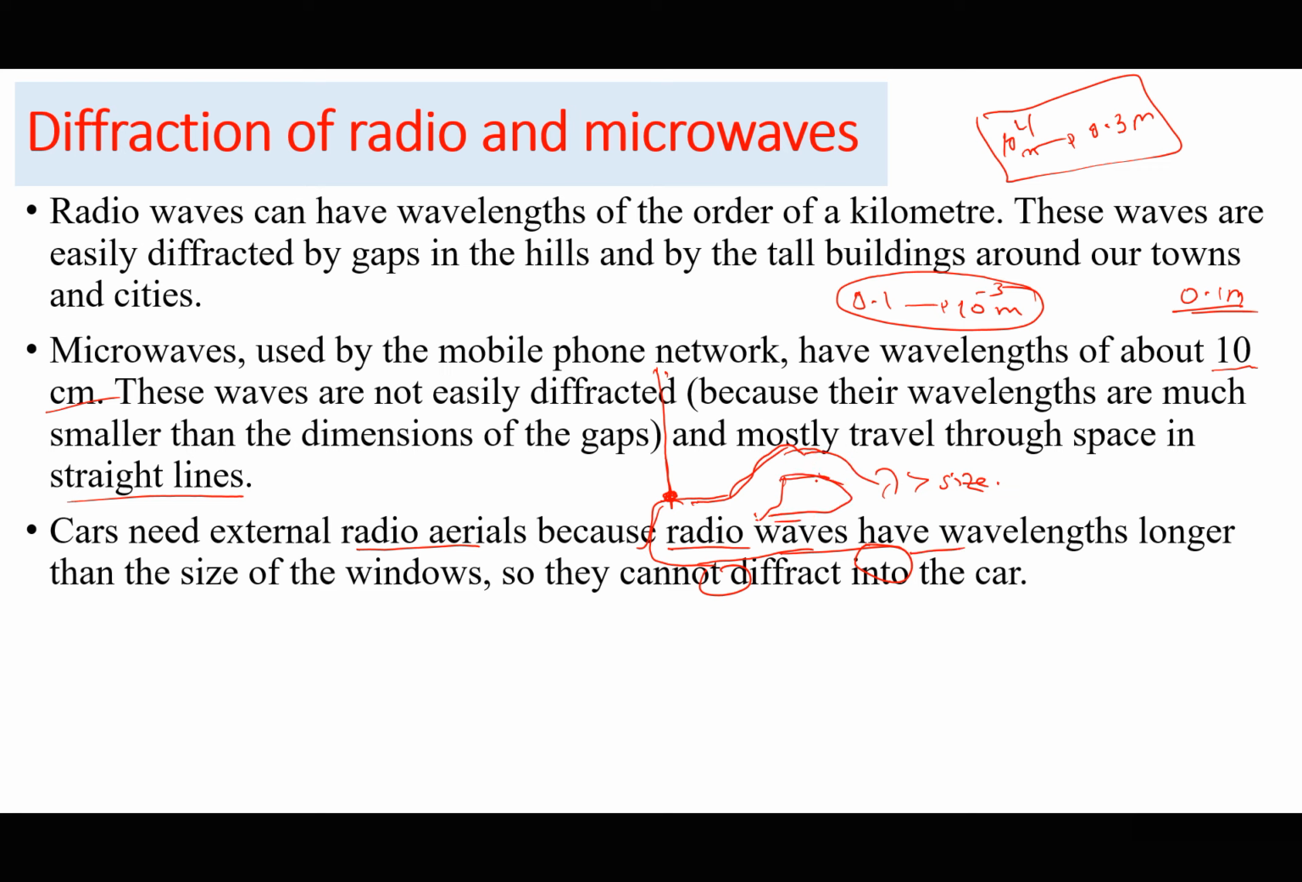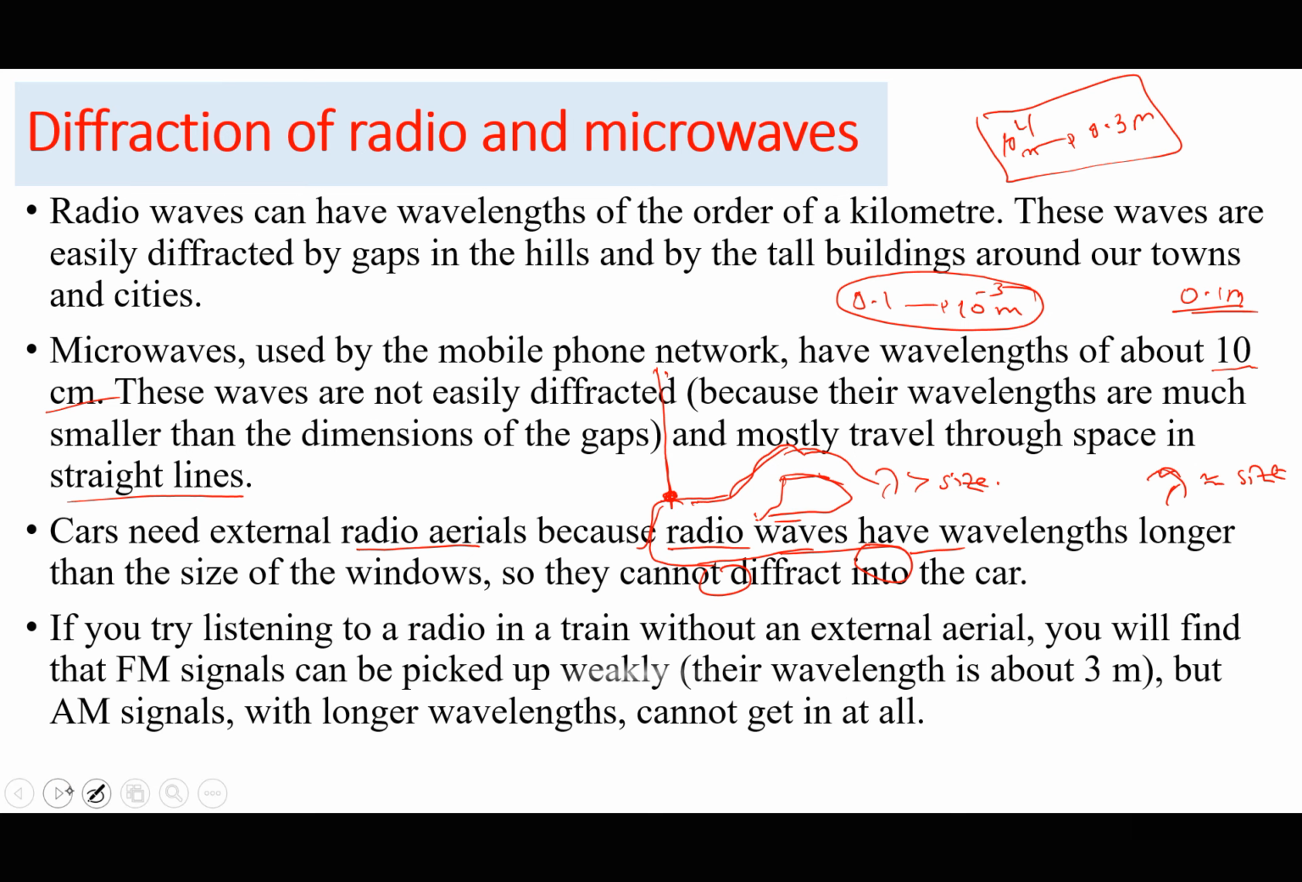So some cars have these antennas here to pick the signals of the radios, because radio waves have a longer wavelength. It again means the size of the windows for cars may be small, which also affects diffraction, since diffraction is only maximum when the wavelength is equal to the size, not greater, not less. So sometimes cars have external radio aerials or radio antennas to pick these radio waves rather than relying on diffraction through windows.